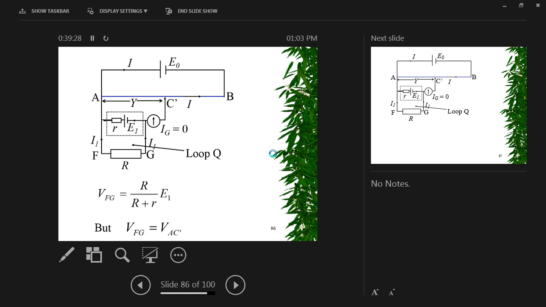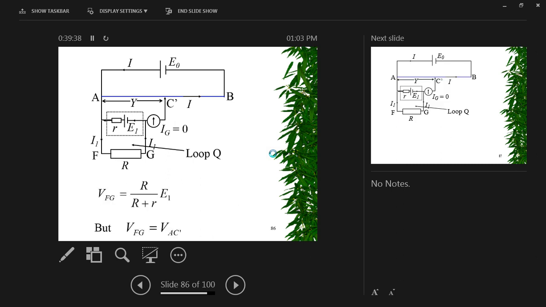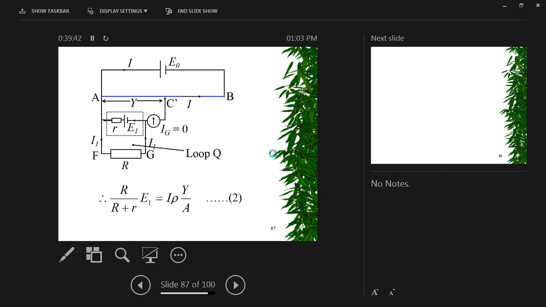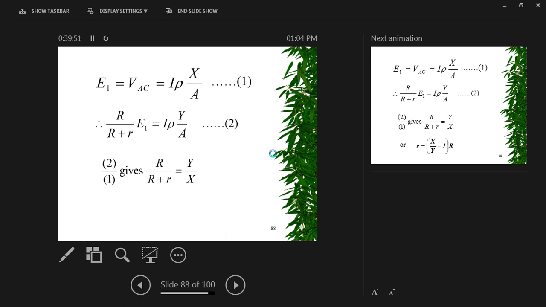The next step is, I'm going to say that VFG is the same as VAC because they are parallel and into the balance length. So of course, this expression is equal to this expression, but this expression is nothing but the expression for the balance length again, I rho Y over A. Right? Which means I can simplify my first case, my second case, and put them together.